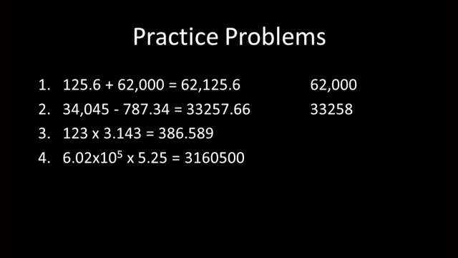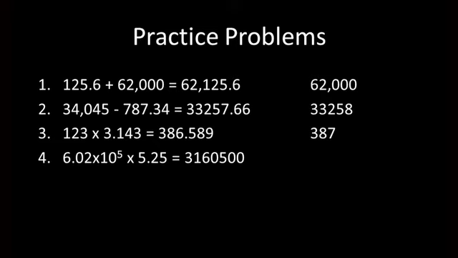Now, question 3, it's multiplication. So we need to figure out the significant figures of the original numbers, and the one with the least number of significant figures is the number of significant figures of our answer. So 123 has 3 significant digits, while 3.143 has 4 significant digits. So our answer needs to be in just 3 significant digits, or 387.